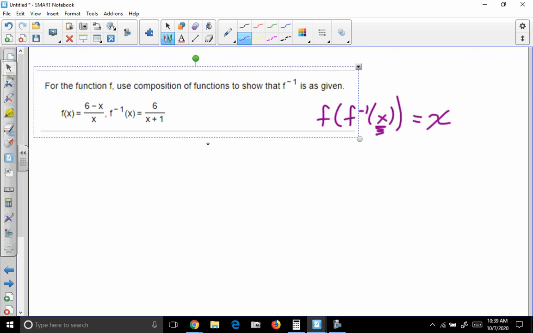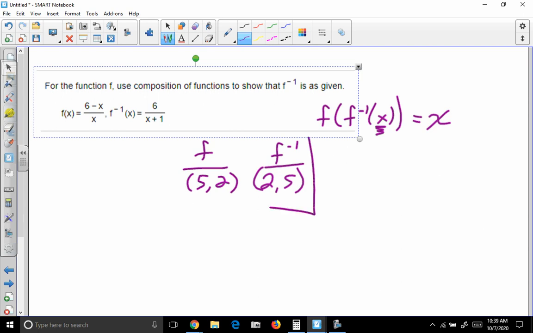So let's suppose that for the function f, we had an ordered pair (5, 2). Then for the inverse of that, (2, 5) would be a solution. So just making up some numbers. We're not necessarily talking about these functions yet. So if I say find f of f inverse of 2, f inverse of 2 is 5. When we plug 2 into that function, the answer is 5.